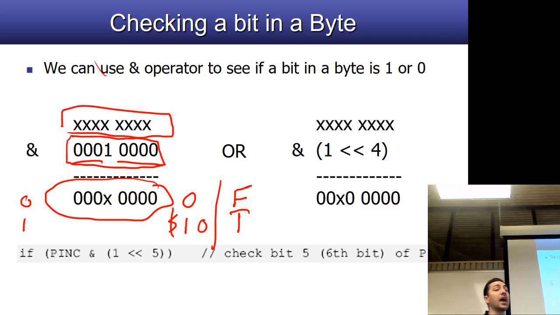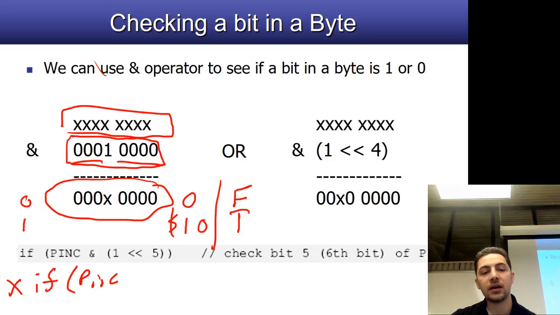That's enough to say if it's a 0 or a 1. If this whole statement is true, then we know that the bit is 1. It would be wrong of me. It would be very wrong of me to say if pin C and 1 shifted left by 5 is equal to 1. First off, it's wrong because you should have some parentheses here to make sure your order of operations happens.